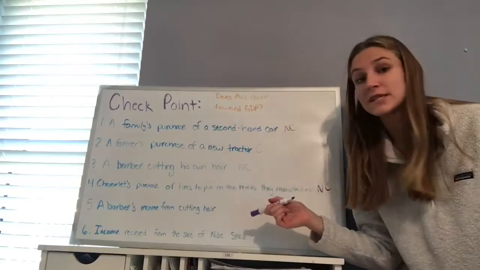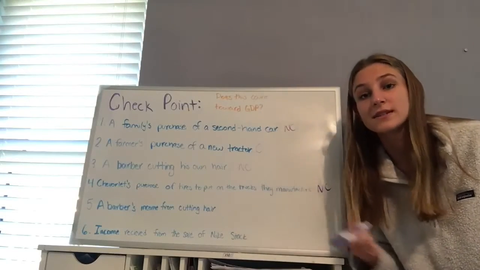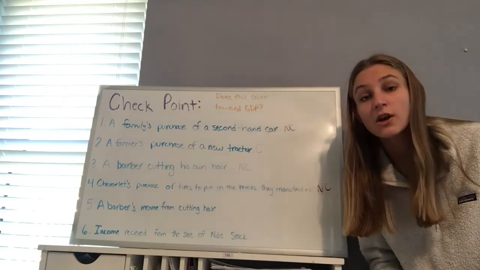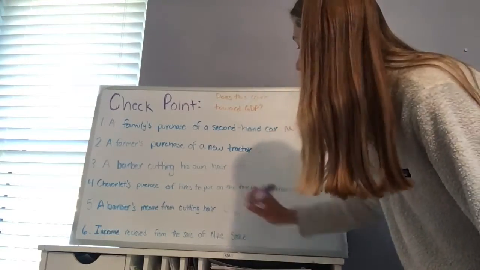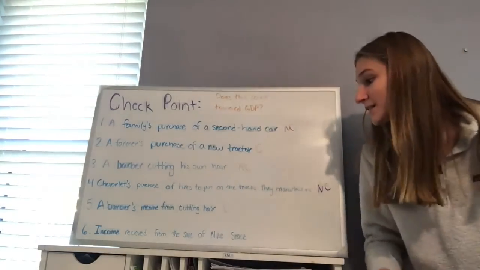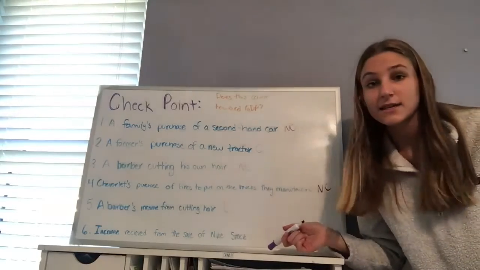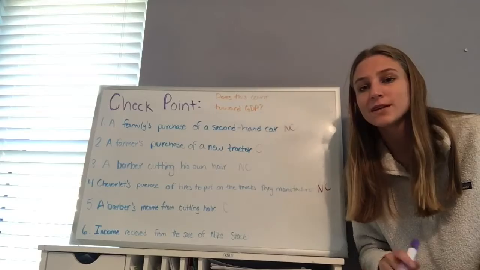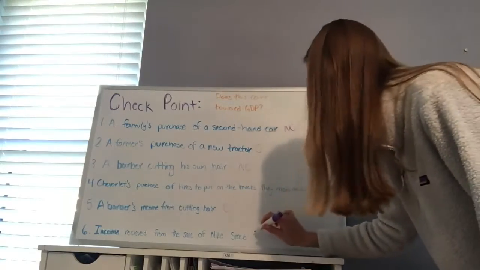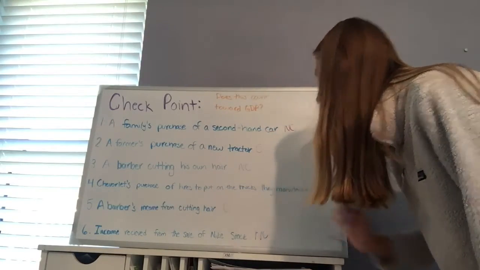Fifth, we have a barber's income from cutting hair. Now this is the income from a sale of a service, so this is counted towards GDP. So we're going to give this a C for counted. And then finally, income received from the sale of Nike stock. If you remember, the sale of stocks and bonds is never counted towards GDP, so we're going to give this an NC for not counted.